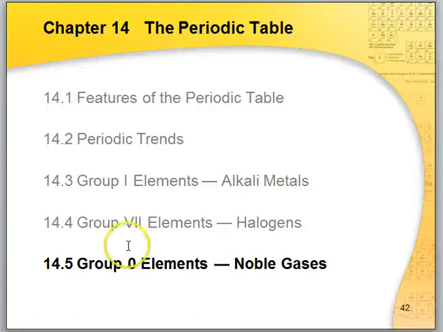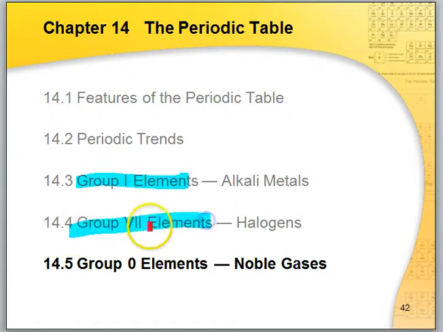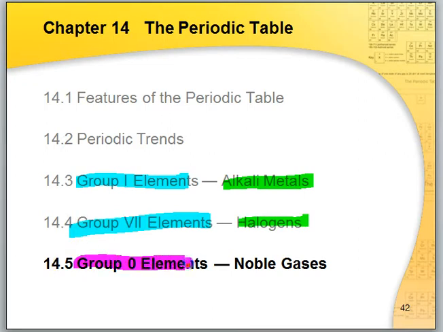Okay, now we are down to the last feature of the periodic table that we're going to be looking closer into. We covered the group 1 elements, which are known as your alkali metals. We covered the group 7 elements, which are known as your halogens. And the last one we're going to cover is the group 0 elements, which we will call the noble gases. So there are only 3 groups that we are looking at: group 1, group 7, and group 0. These are the only 3 in your syllabus.